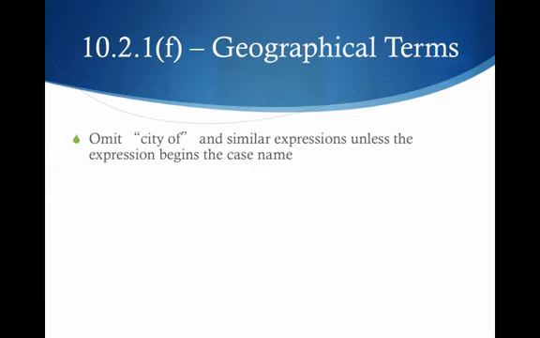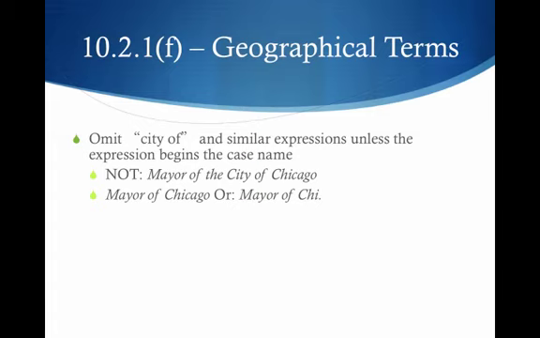We're going to omit "city of" and similar expressions unless the expression begins the case name. So if you were talking about a party that was the mayor of the city of Chicago, we would be able to eliminate the second procedural phrase of the city. It becomes mayor of Chicago. Or once again, employing my rules from 10.2.2, where I'm going to abbreviate every word that I can, I'm going to change Chicago to CHI, as it's one of the geographical terms contained in table T10.